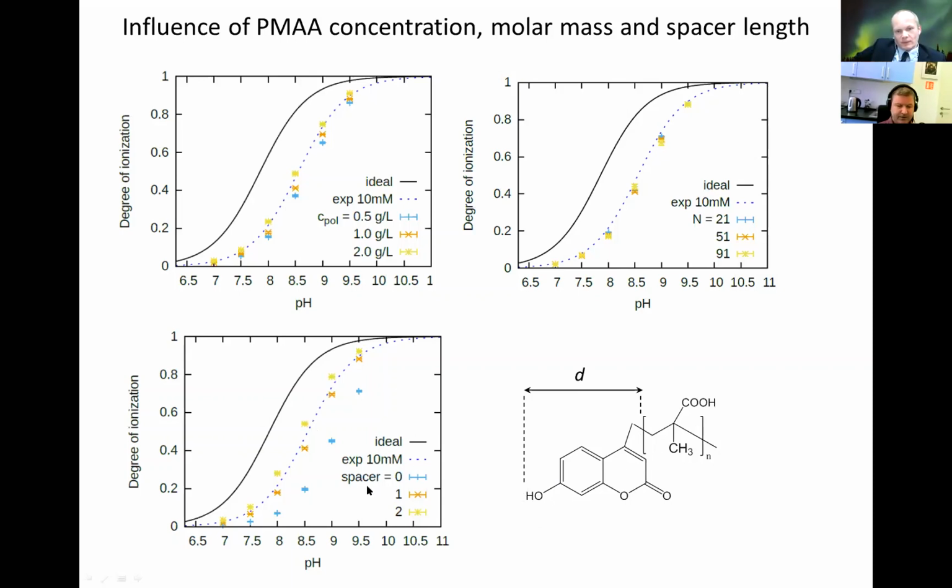So this is without the spacer. This is the spacer which is the length of one unit, and this is the length of the spacer which is the length of two monomeric units of the polymer, and with the increasing distance of this OH group from the rest of the chain, of course, the effect of the counterion distribution around the chain is gradually disappearing.